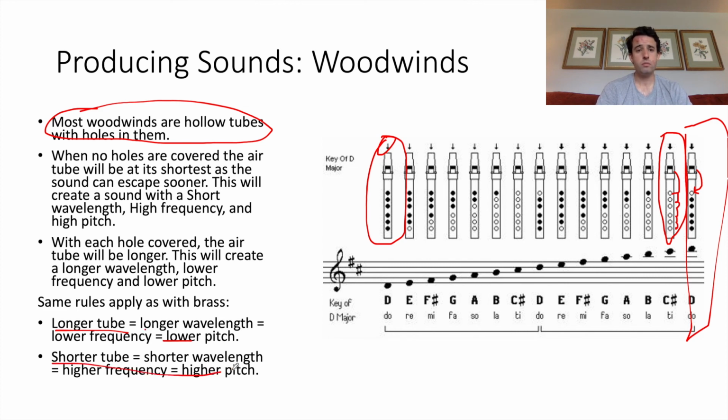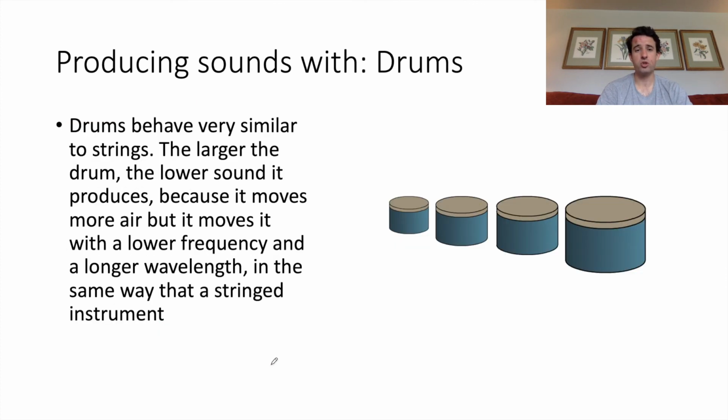Cool. Drums kind of behave like strings. The bigger the drum is, the lower the frequency is, just because a big drum moves more air and can move it slowly, whereas a small drum has less air to move and moves it quickly.